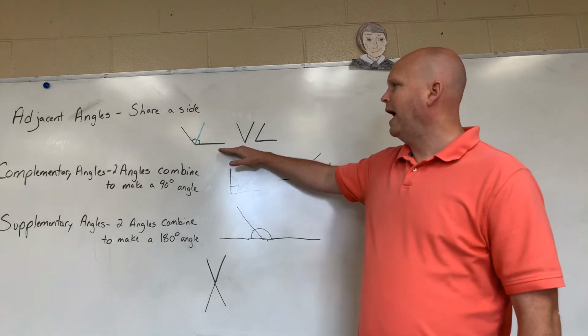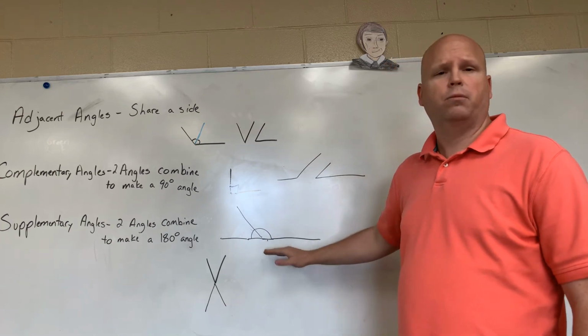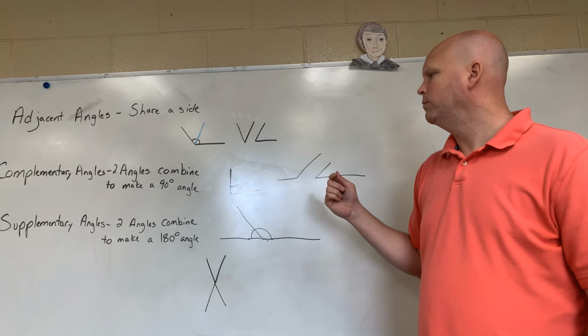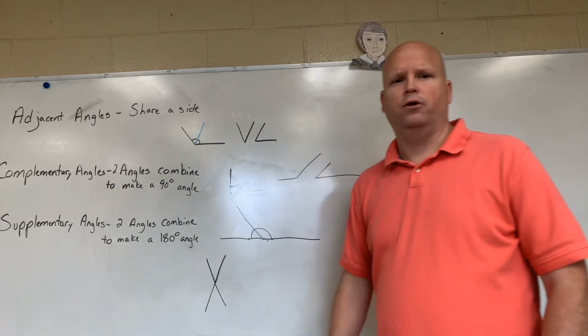So adjacent, they have to be sharing a side, they have to be next to each other. Complementary and supplementary, they don't, they just have to make up the 90 degrees or exactly 180 degrees.